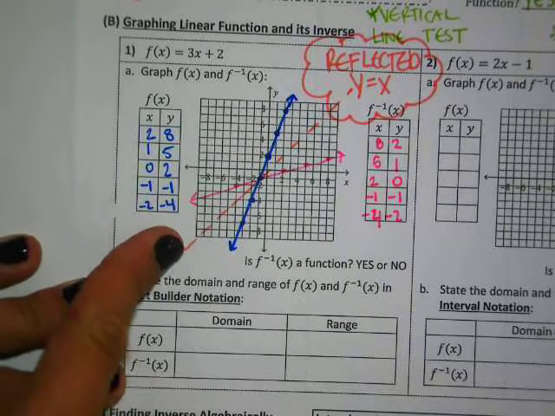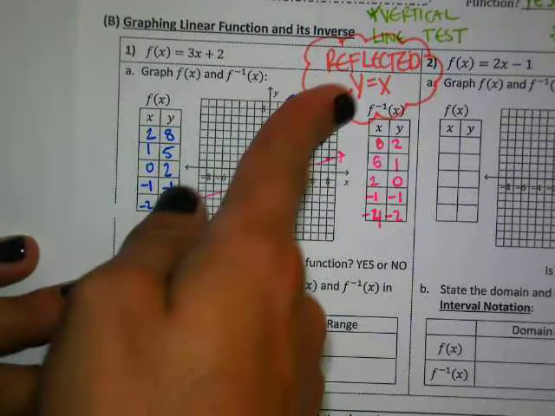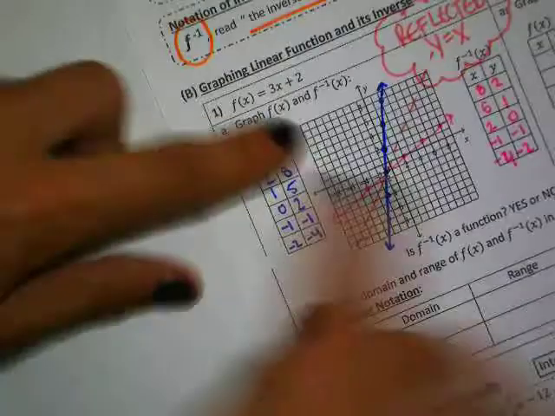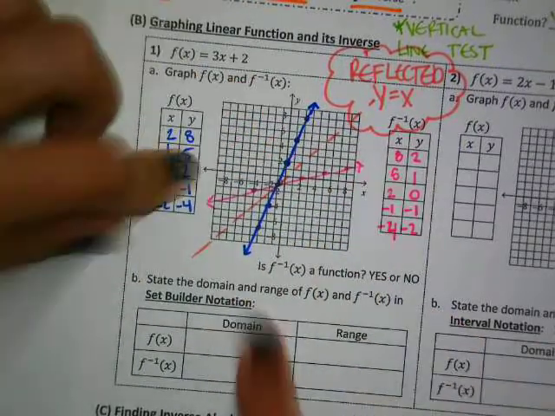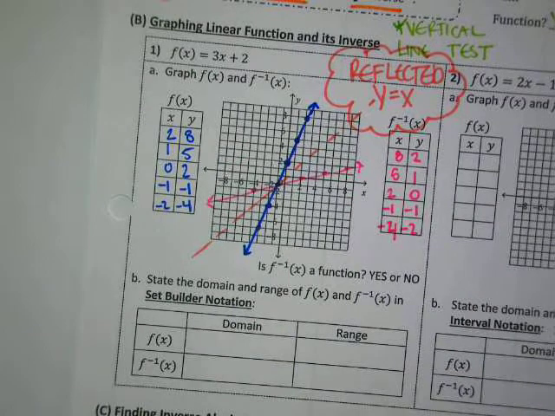So if you can look at your graph and imagine this dotted line as a mirror, it should match up on both sides. It's always a way you can check your graphs and make sure they're right.